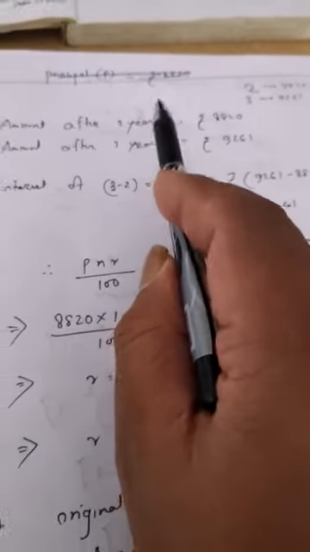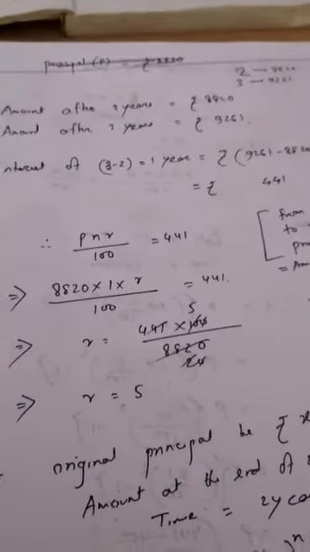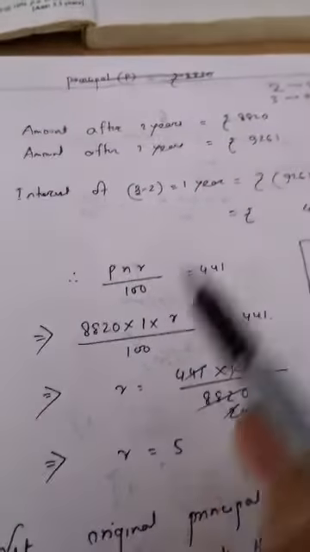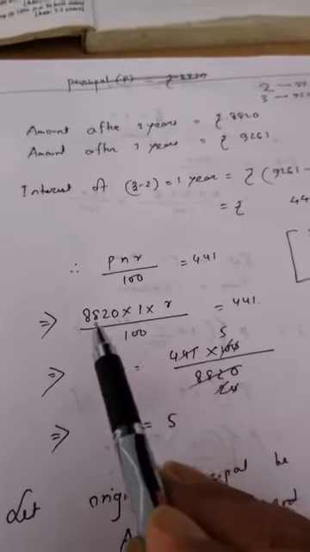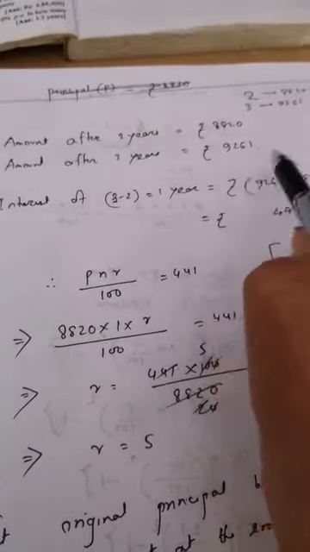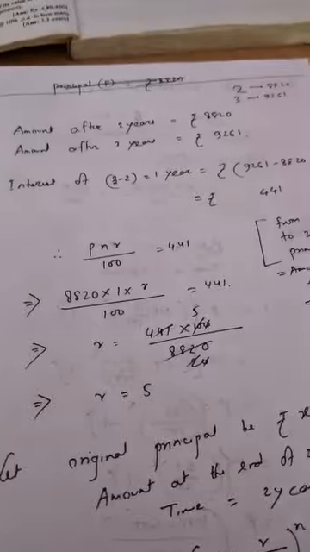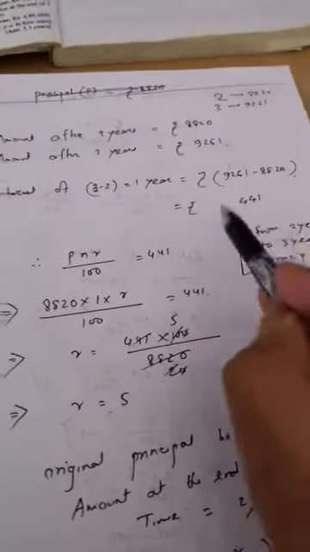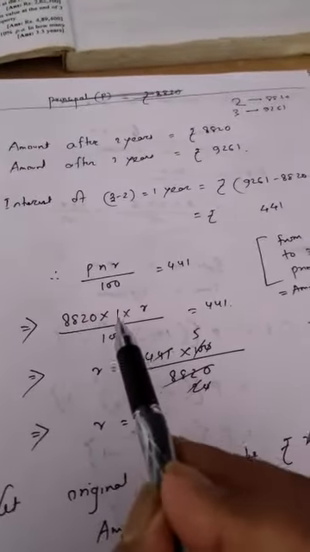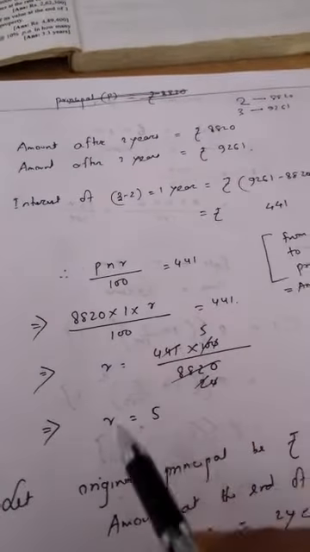Now what is P? What I have told, the amount at the end of 2 years is nothing but the principal at the beginning of the third year. Principal at the beginning of the third year is 8820. So 8820 into the rate, interest is 441, for 1 year. R divided by 100 equals 441. That means your R becomes 5%. Okay.